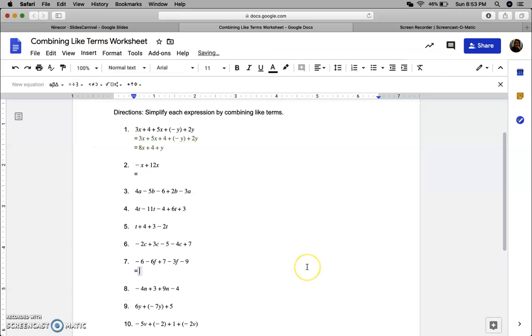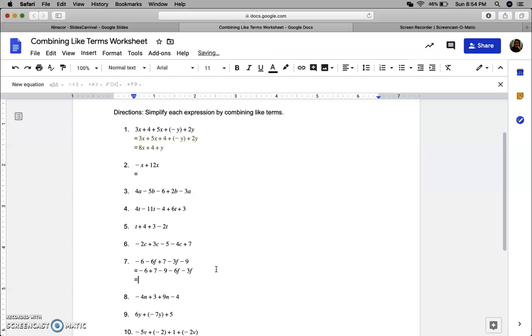Insert equation, -6 plus 7 minus 9. And keep the order of the terms. Right, so if -6 is first, 7 is second, and 9 is last, you don't want to rearrange. There's no reason to rearrange the order of the like terms. So keep those in order. If 6f is first, then write it first. And 3f is next, so then write it second.